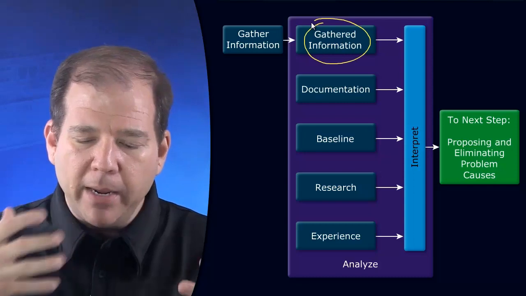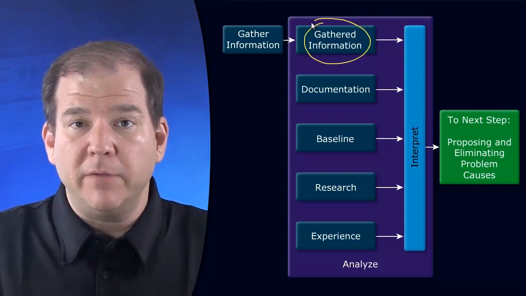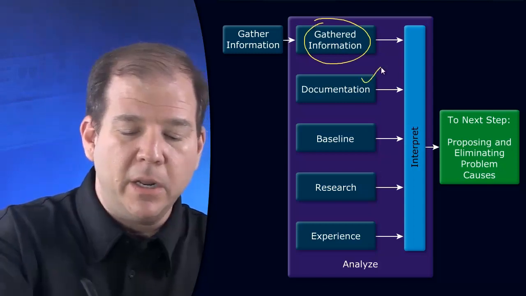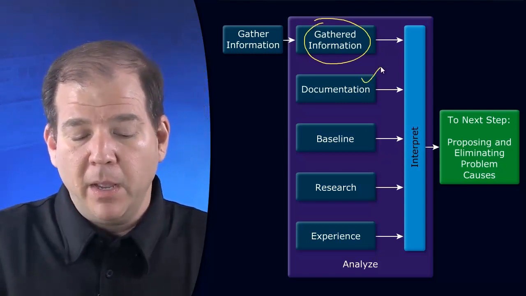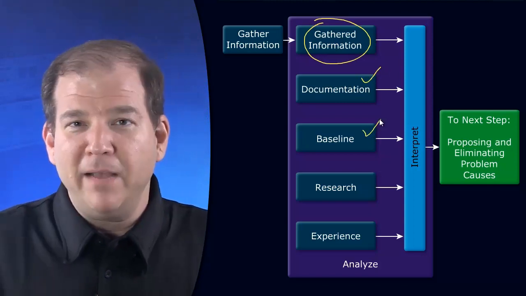We need to start comparing it against baseline information. Hopefully we've got good documentation of our network. We've got design documentation. We know how things are supposed to be set up. We've also got baseline information. A baseline tells us how the network behaves during the good times.